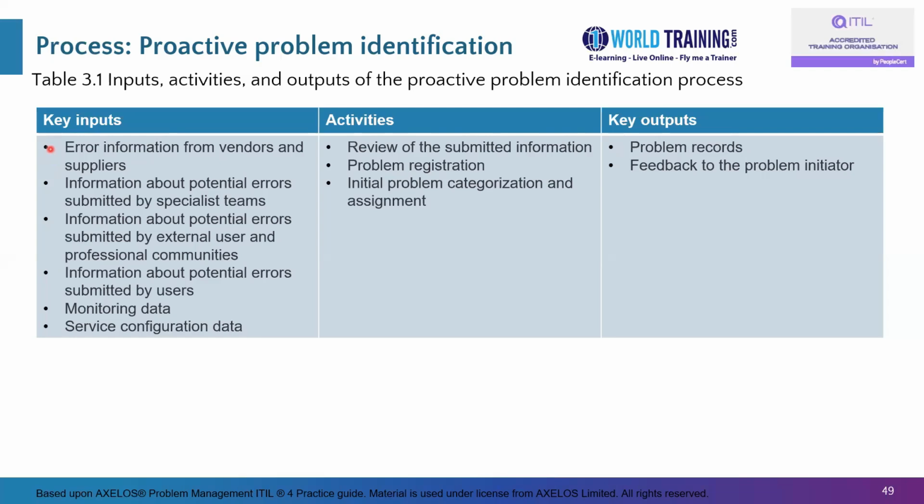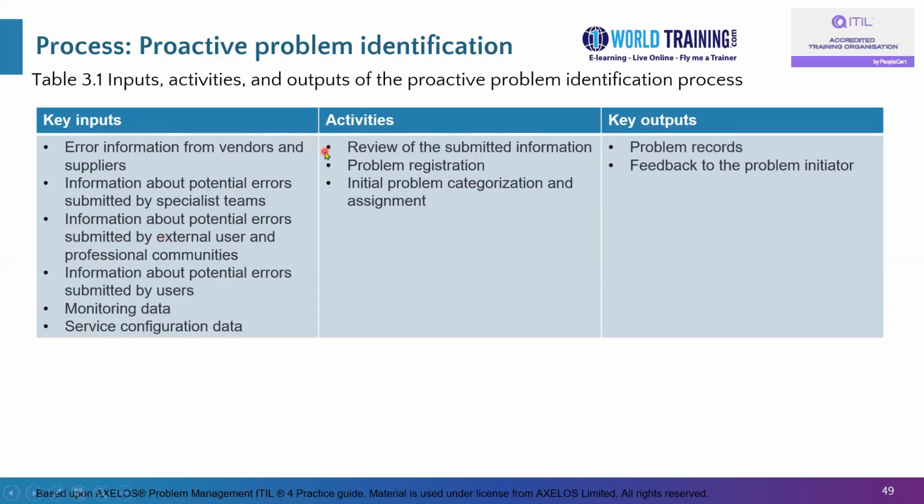Because it's proactive identification, you might recollect that there are many sources of inputs for proactive identification of problems. For example, we have here key inputs: error information from vendors and suppliers, information about potential errors submitted by specialist teams, information about potential errors submitted by external users and professional communities, and also those submitted by users. Then we have 2 special ones here. The monitoring data can also be useful for proactive identification of problems, and also service configuration data that can help to understand a little bit about the problem, not investigate, but at least to categorize it and to assign it.